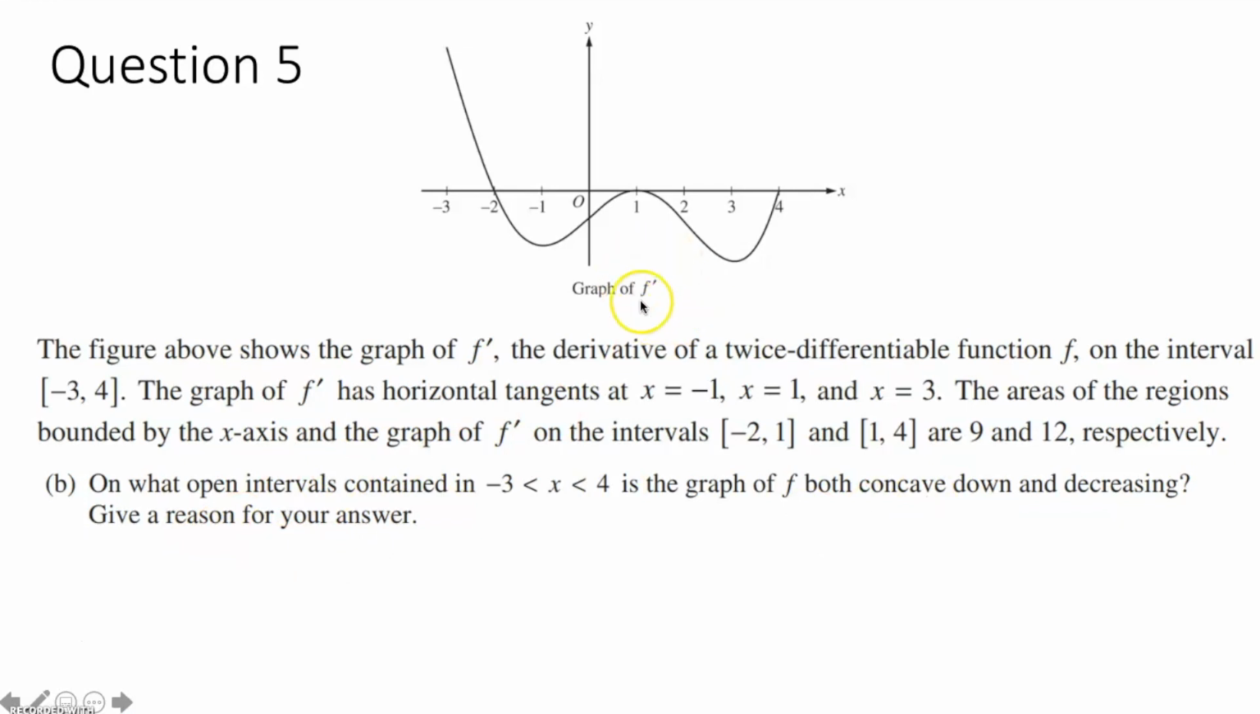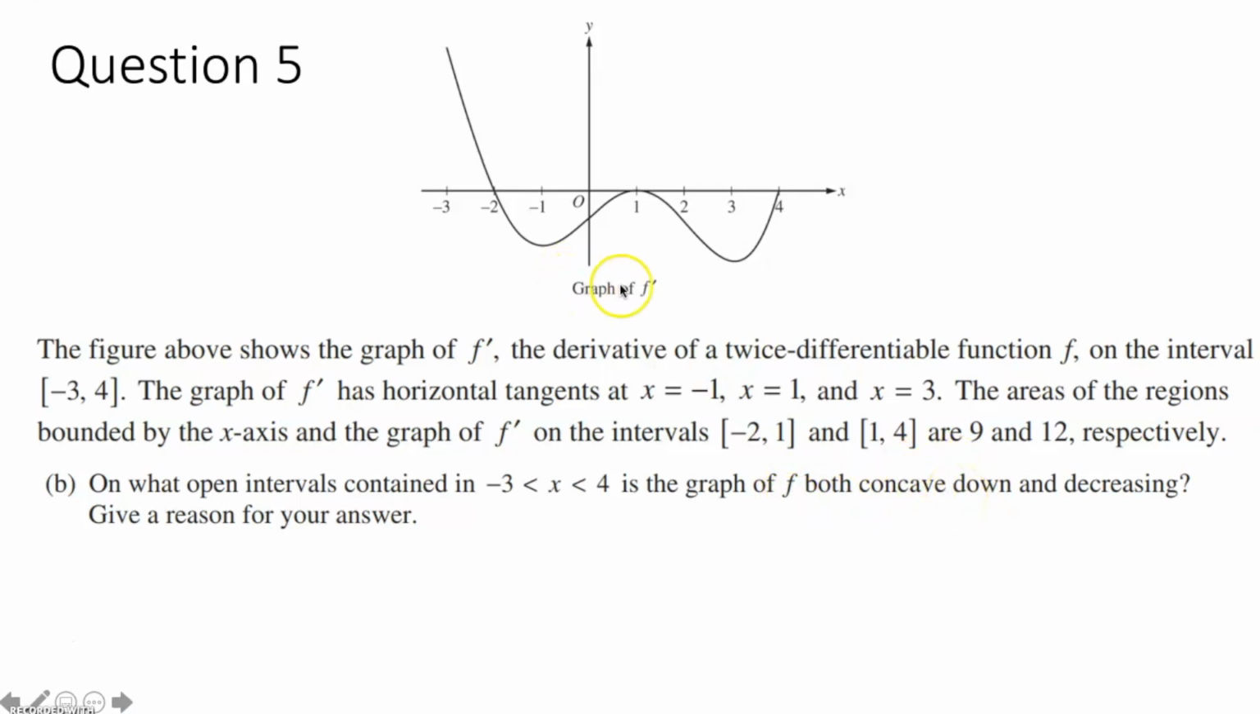So again, we are given the graph of the derivative of your function, meaning that the y values of the graph of the derivative correspond to the slope of your original function. So anywhere where the graph of the derivative is above the x-axis, anywhere where it has positive y values, the graph of your original function will have positive slopes, meaning it will be increasing. Anywhere where the y values of the graph of the derivative are negative, anywhere where it's below the x-axis, that's where the graph of your original function will have negative slopes, meaning it will be decreasing. But we also need f to be concave down as well.